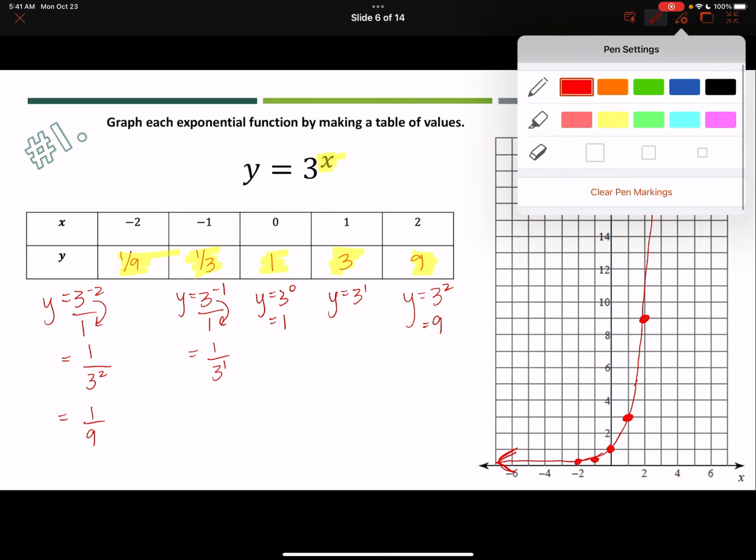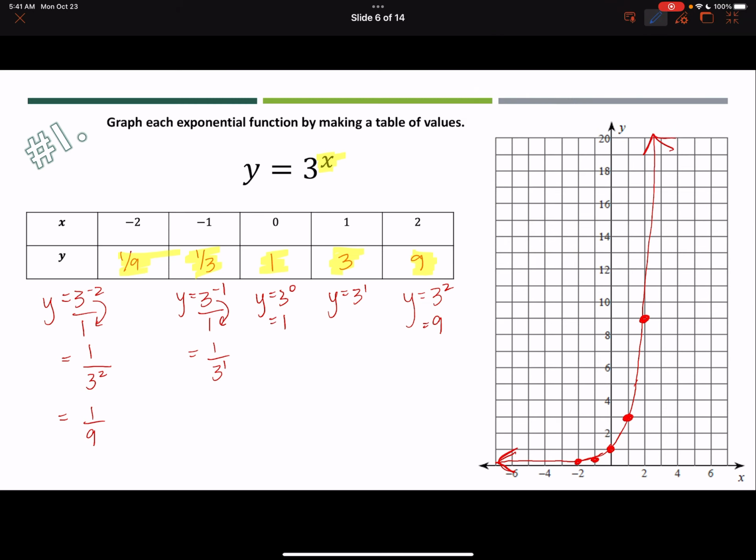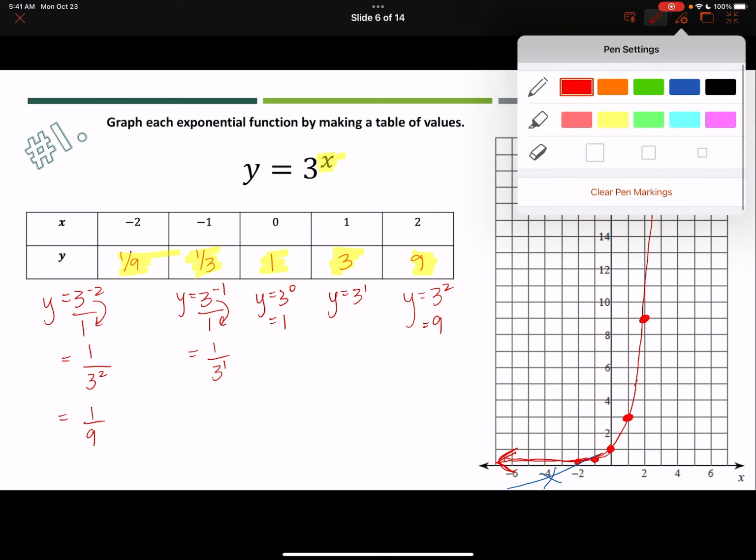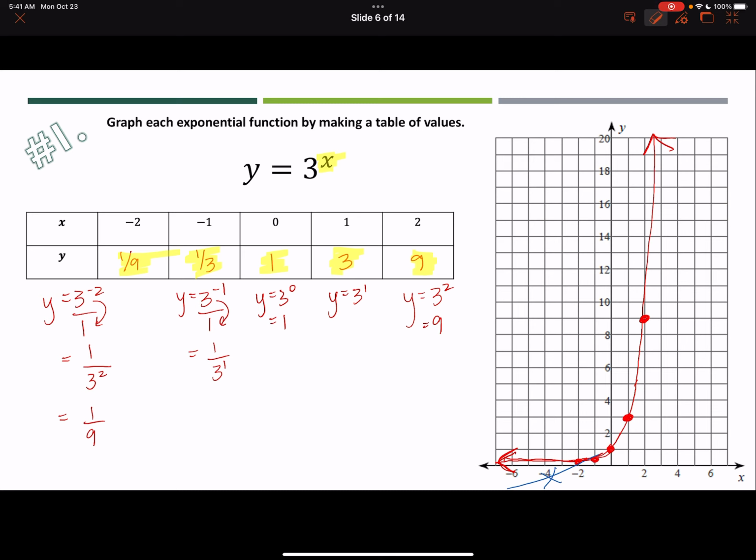Here's what I don't want you to do. A lot of people start and go like this. They start down here. It won't have that steep slope down there. Don't do that. You want it to, like you see in the red, flatten out here at the bottom, okay? So I'm going to erase that blue. Okay. So there's our exponential graph.